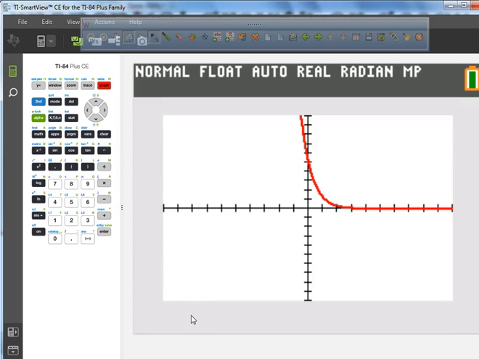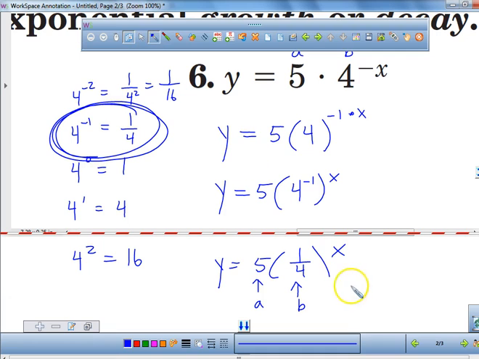You see a trace over? Okay, so those are the exact same graph. So what does that tell you about this? That tells you this is not a growth. It is a decay. It's not growth, it's decay.